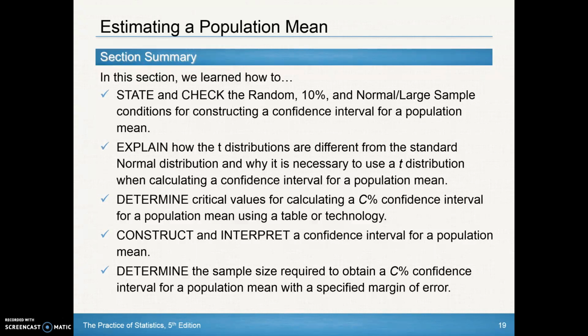All right, so we should have been able to do all these things now after section 8.3. I should be able to state and check for randomness, the SRS, the 10% condition, and normal and large sample conditions for constructing a confidence interval. Again, on means, hopefully the sample size is bigger than 30. If not, hopefully it comes from a population that is normal. In the worst case scenario, if you have a small sample size, does your sample look normal? And then you should be safe to use a t.